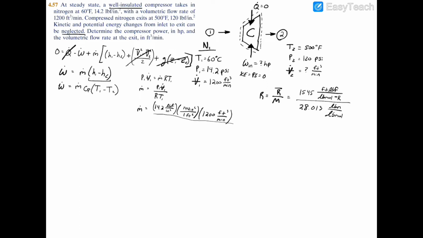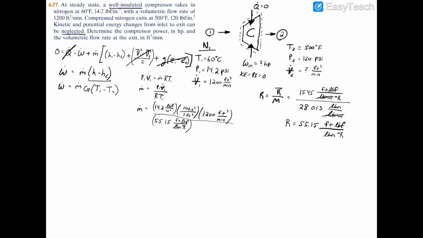And we can make some cancellations here. Our pound mass and pound mass are going to cancel out, and we'll have that our gas constant R equals 55.15, and it's going to be foot pound force per pound mass degree Rankine. All right, I went ahead and added that into our formula for the mass flow rate.